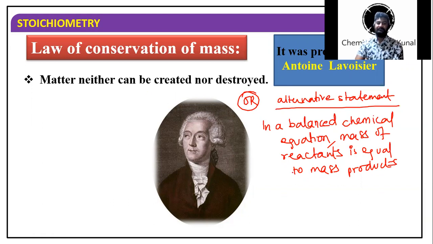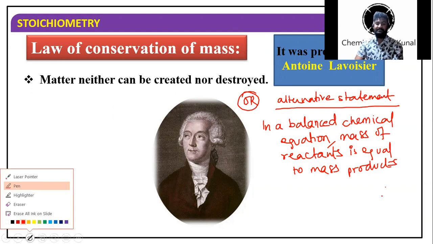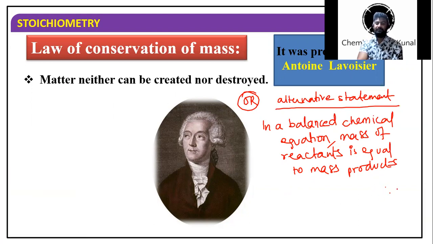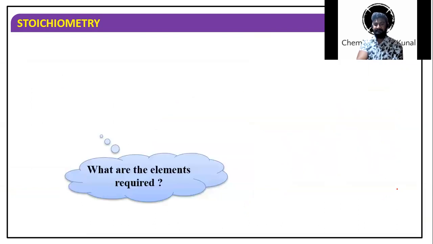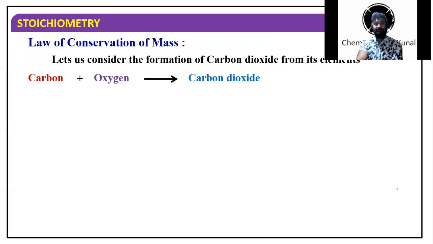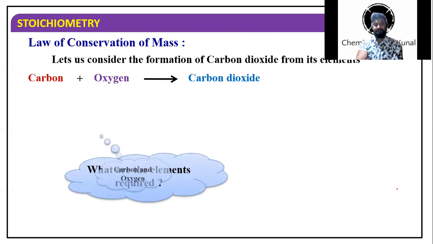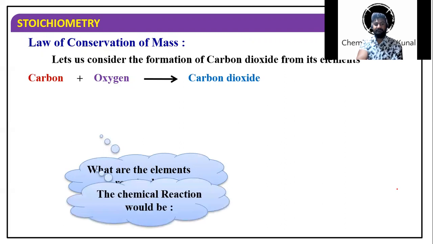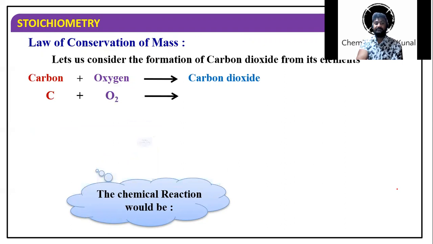So let's see the next theory. We'll now try to validate this. When I say mass of reactants is equal to mass of products, is it really the case? Let us see. For example, when CO2 forms, what are the elements we need? We need carbon and we need oxygen. That's how they combine to give carbon dioxide. The carbon reacts with O2 to form CO2.